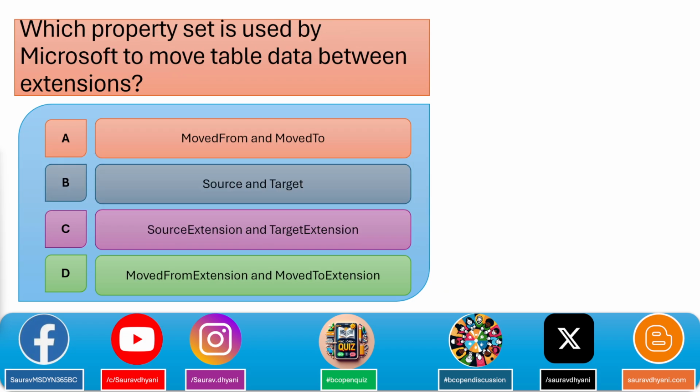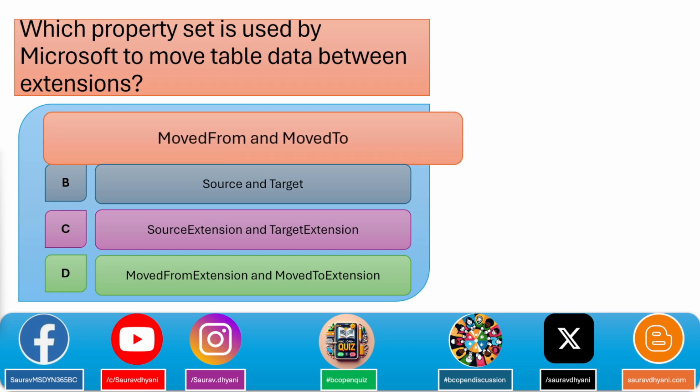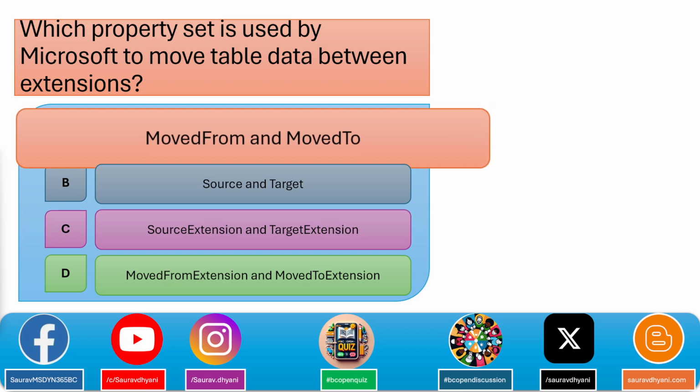Which property set is used by Microsoft to move table data between extensions? Now at this point, this property is only enabled for Microsoft, but as far as I remember, Microsoft have promised that they will enable this for partners going forward. These are the options, and the correct option is move from and move to. If you want to see this, look at BC24 apps, where Microsoft moved some stuff from the base app to the foundation app.